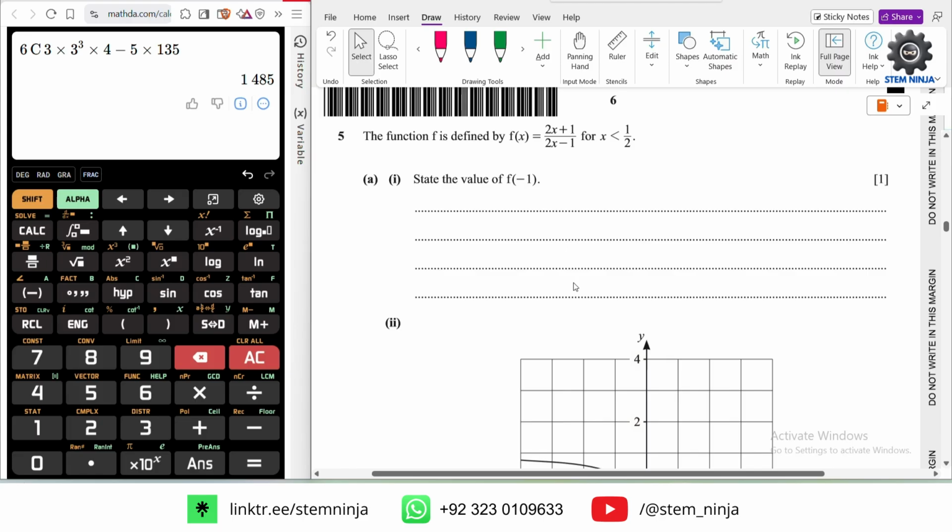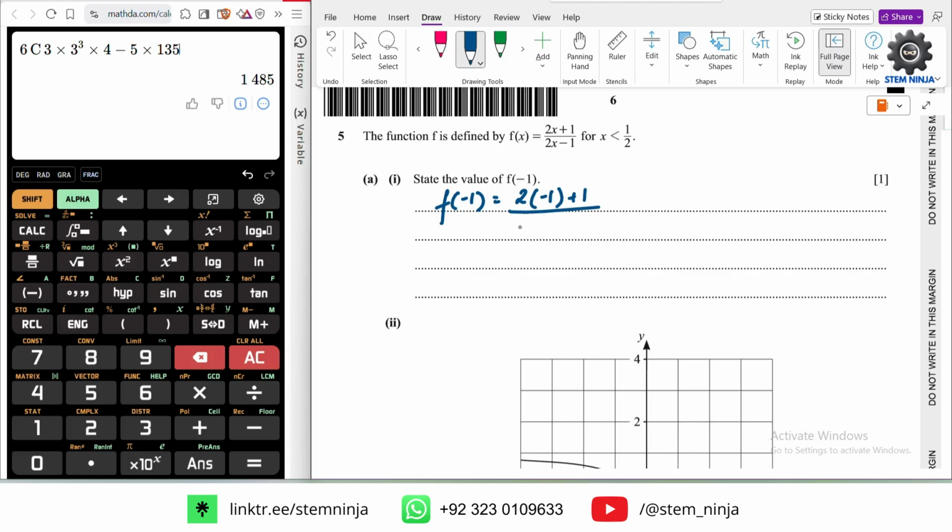Question number 5. The function f is defined by f of x equals (2x plus 1) divided by (2x minus 1) for x less than half. State the value of f of minus 1. So basically f of minus 1 is equal to (2 times minus 1 plus 1) divided by (2 times minus 1 minus 1). So minus 2 plus 1 and minus 2 minus 1. So that is minus 1 over minus 3. That is just 1 over 3.